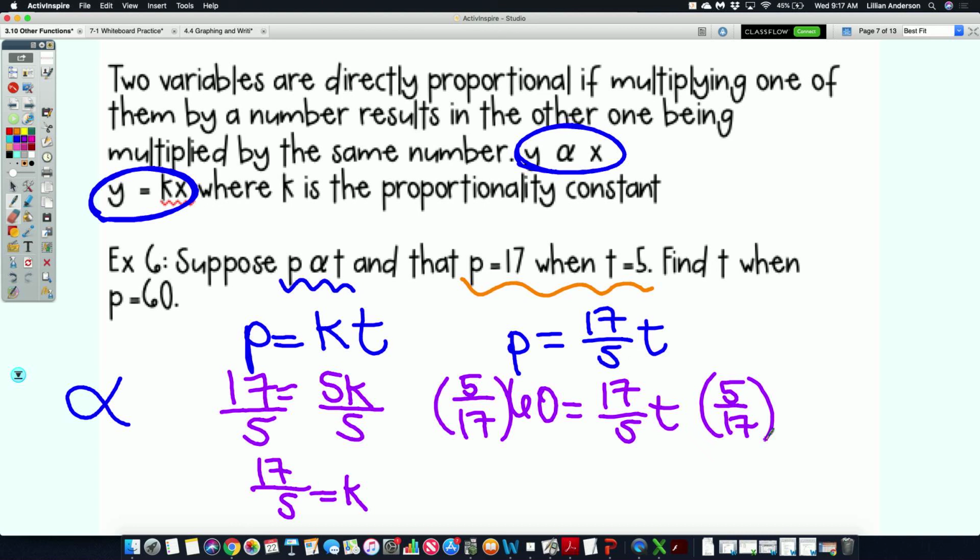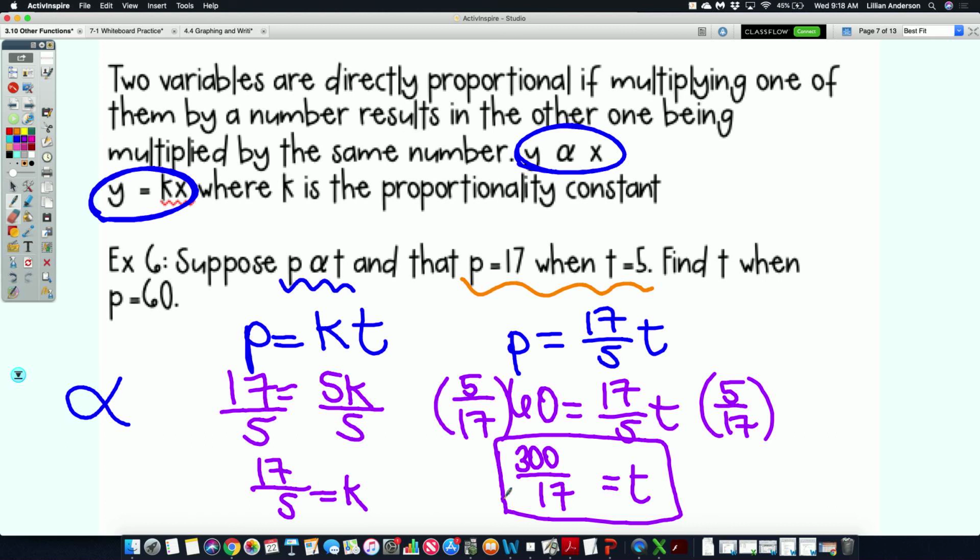So go ahead. What's 5 divided by 17 times 60? 300 over 17. Doesn't go anywhere? No. It does not go in evenly. What I did was I divided 17 by 5 and I got 3.4. So I just divided 60 by 3.4. That's fine, same thing. And then you'll get the decimal version of that fraction.